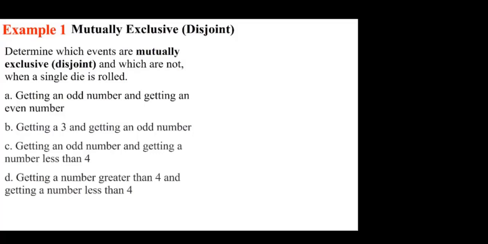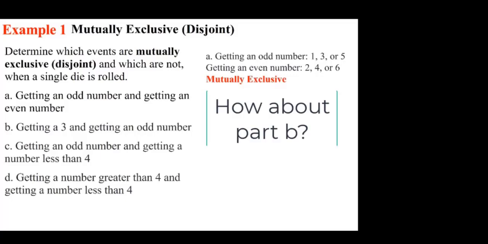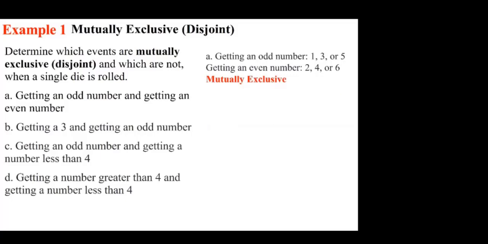What do you think it is? Are they mutually exclusive? Exclusive, because they have nothing to do with each other. When we look at odd numbers, they are 1, 3, or 5. Even numbers, 2, 4, 6. Therefore, they must be mutually exclusive. How about part B? It says getting a 3 and getting an odd number. Remember, the odd numbers are 1, 3, and 5. So definitely, they are not mutually exclusive.